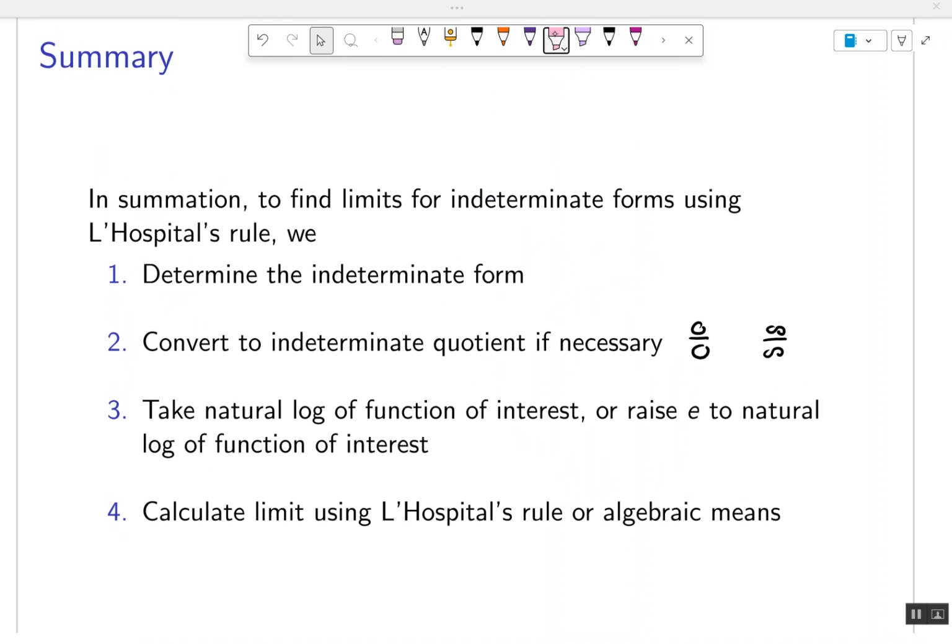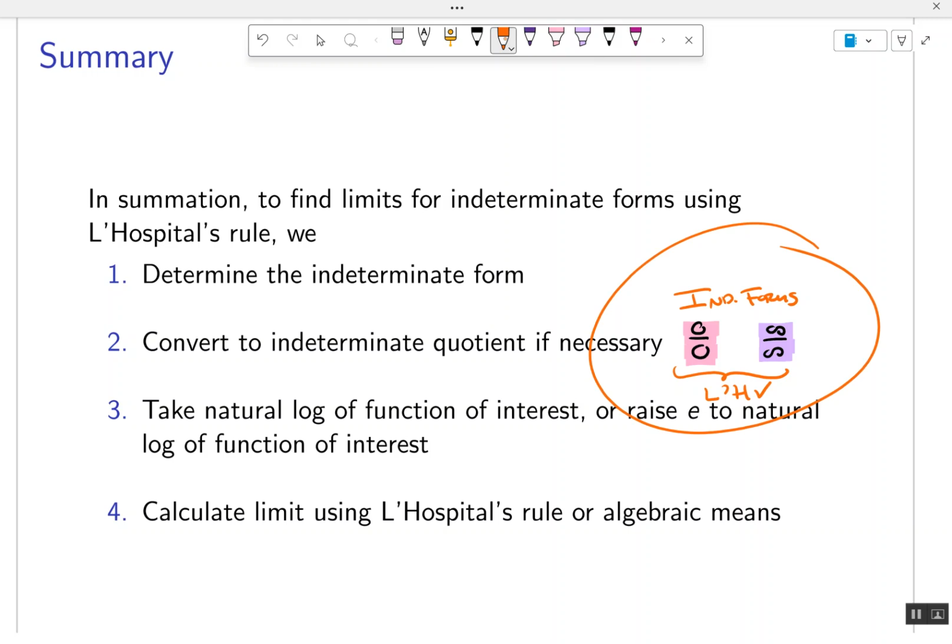And I just want to stress that until you can get the thing to look like either one of these two indeterminate forms, you can't use L'Hopital's rule. What I mean is, if we have these, then we can use L'Hopital's rule. There's lots of different indeterminate forms that we went over, but only until you can get your limit to look like this can you use L'Hopital's rule.